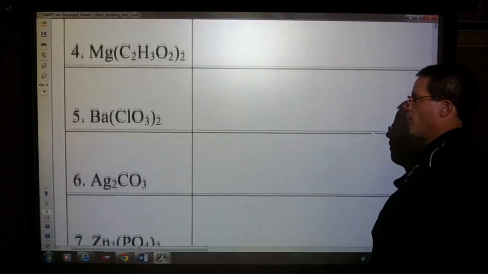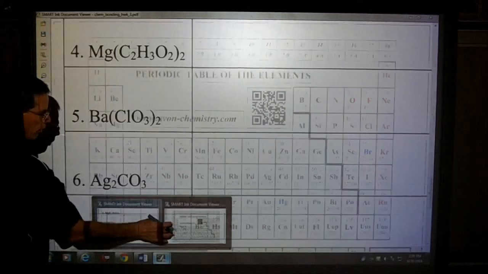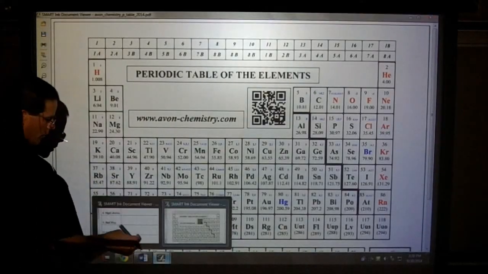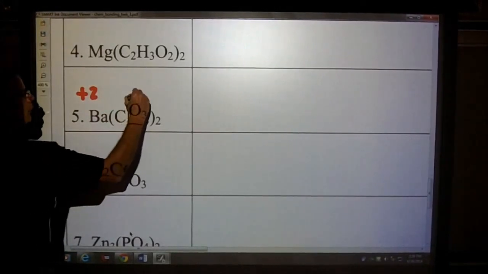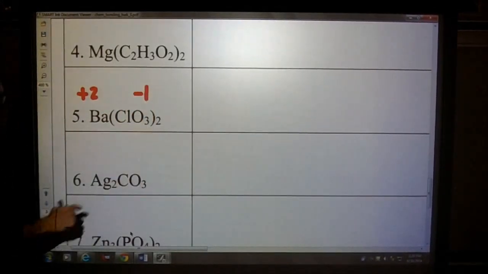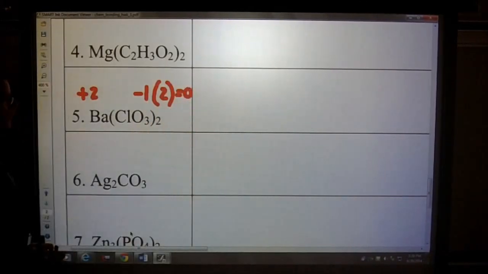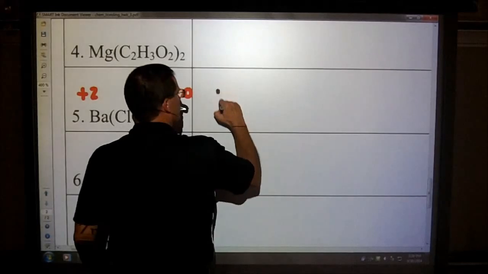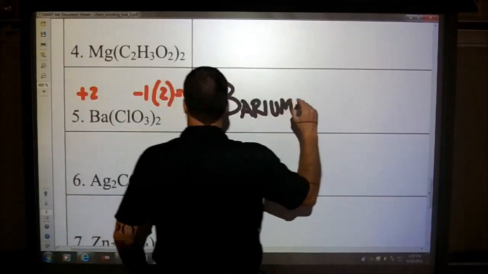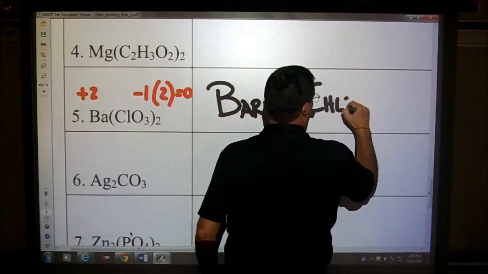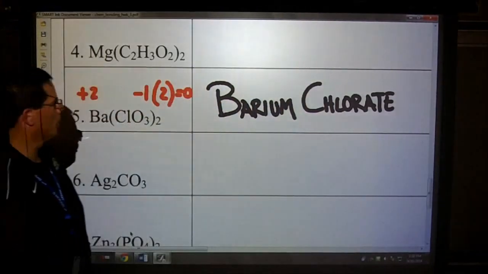Looking at number 5, here we have barium, and again, barium is located in group 2A, so it has a +2 charge. ClO3 is a -1 charge, which is chlorate, and the reason why we have 2 is because we need that to equal 0. So we have barium, and chlorate. Okay, so barium chlorate.